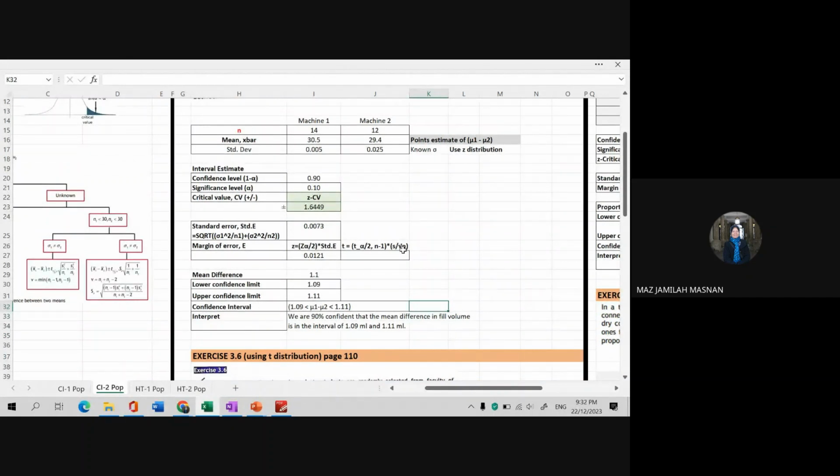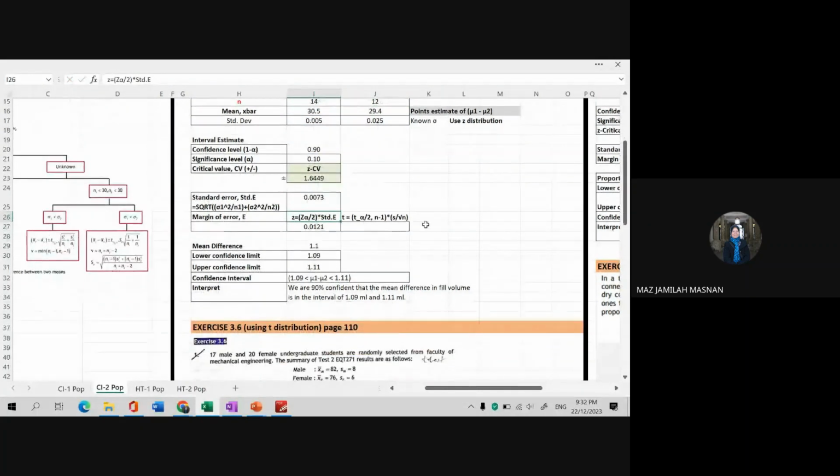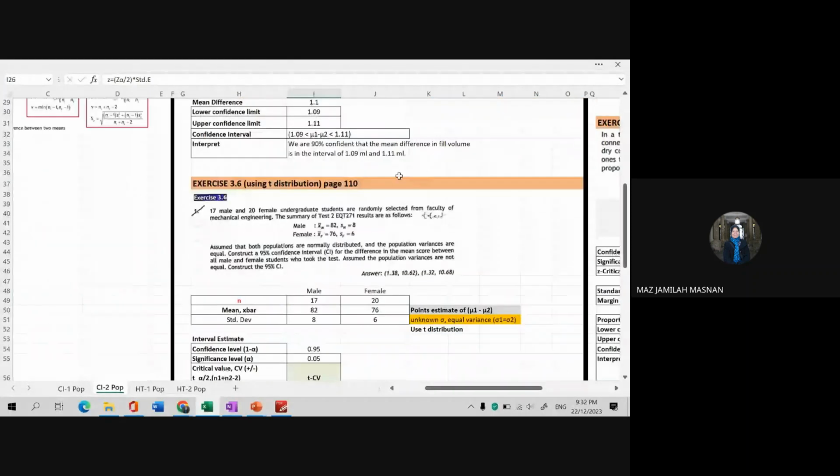If you are using Excel, I would advise you to be more careful when using your Excel function. It is not really a hard formula, but writing it correctly in Excel is really crucial to make sure that you are giving the correct instruction to Excel and to find the correct answer. Okay, so I believe you don't have any questions, and let us continue with exercise 3.6.